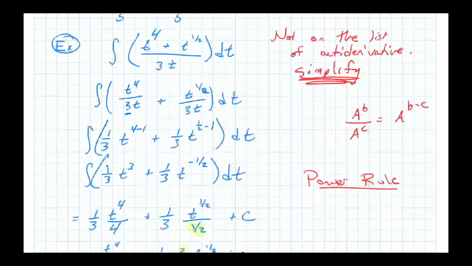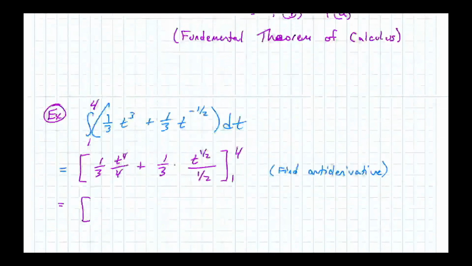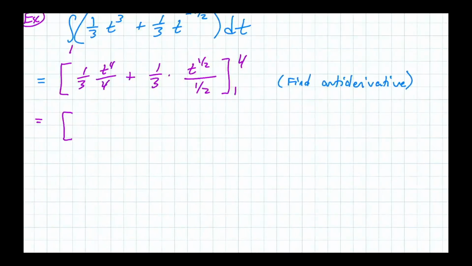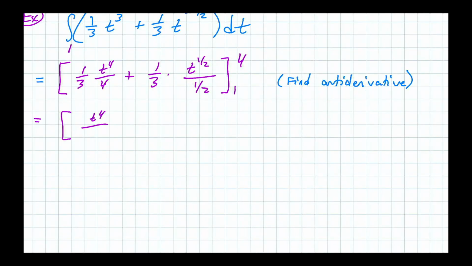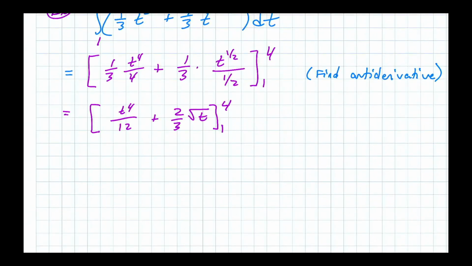So let me simplify this again. Whoa, I did not do that. It just scrolled on its own. Okay, so what were we? t to the 4 over 12 plus 2/3, and we had it written square root t, right? Didn't we, when we simplified it? I think so. All right, so this was what we got for our antiderivative.